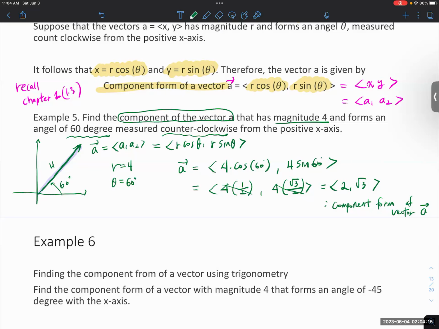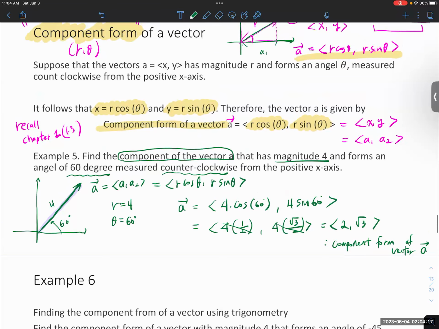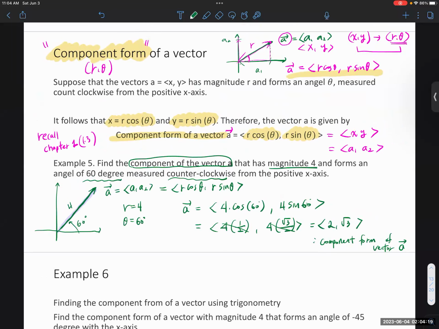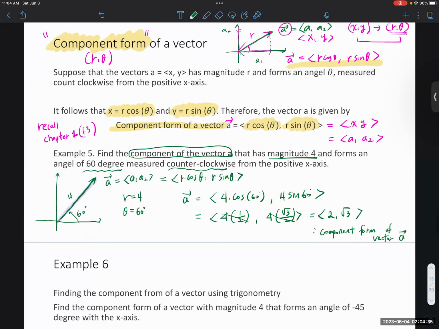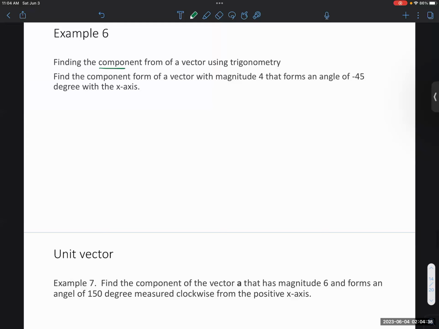There are 2 ways you can describe this position: as x comma y, or you can use the r comma theta component form of a vector. They're indicating the same location. So likewise, I'm going to practice just 2 more like that. Let's go down slowly. Find the component form.